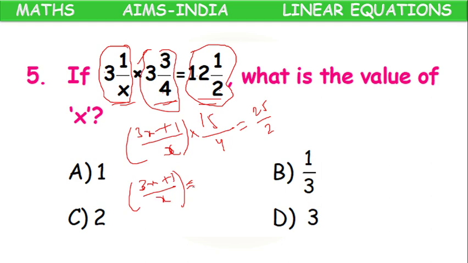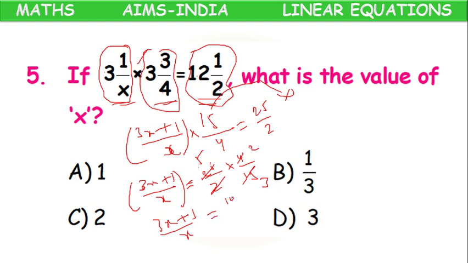Remaining part will go to that side. So here what we have? 25 by 2. 15 by 4, if it goes that side, it will become reverse, reciprocal, 4 by 15. So 2 2 times 15, 5 5 times 25, 5 3 times 15. Here 3x plus 1 by x equals to 5 2 times 10 by 3 is remaining.